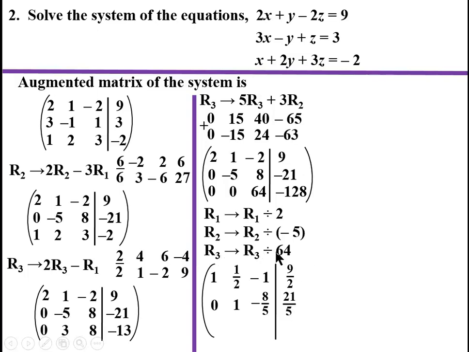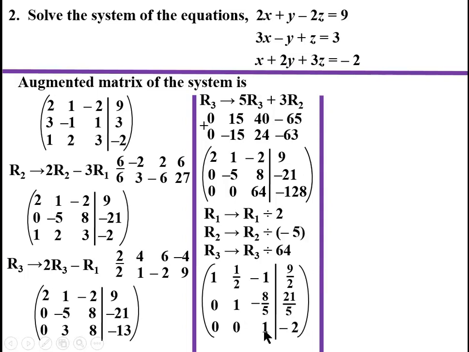And the third row divided by 64. 0 divided by 64 is 0. 0. 64 divided by 64 gives 1. And negative 128 divided by 64 gives negative 2. We have succeeded in reducing the main matrix to row echelon form. So the elements in the leading diagonal are 1 each, and the elements below it have been reduced to 0. So we go further to find the values of x, y, and z.